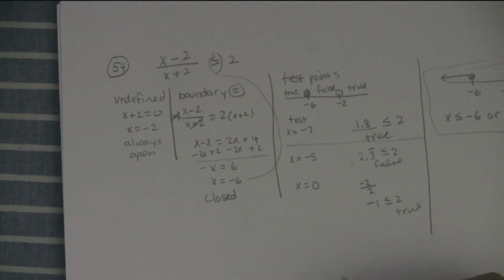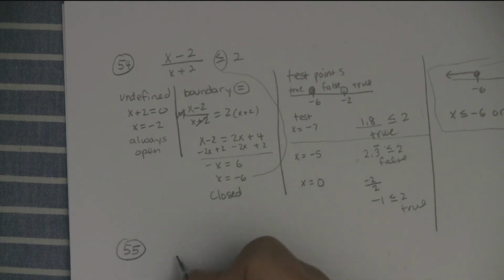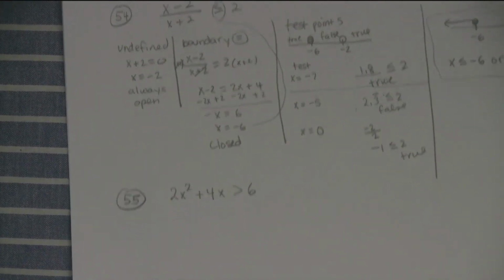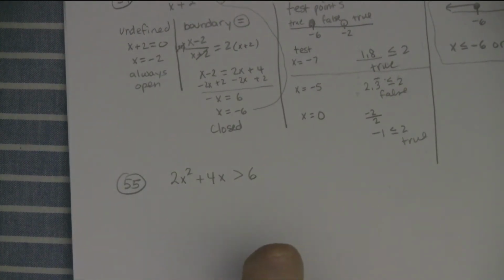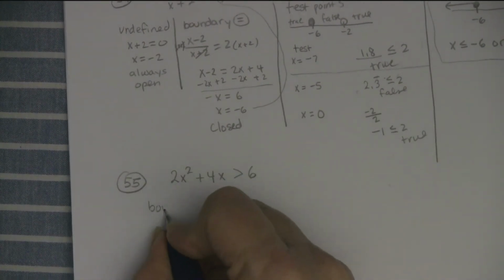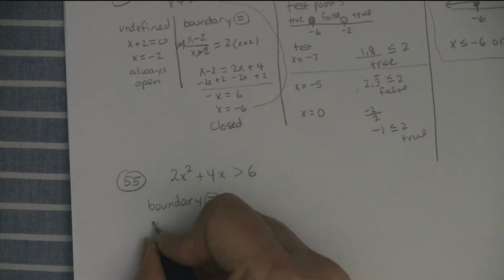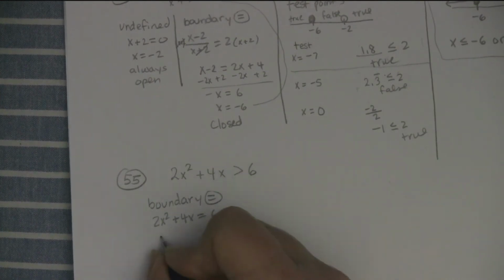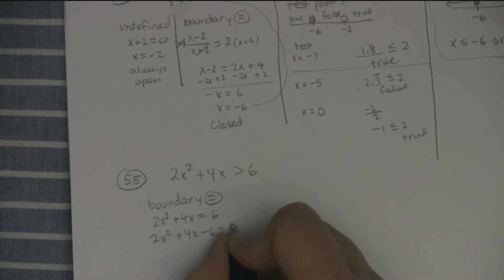And then we're on 55. And this one's quadratic. It doesn't have a place where it's undefined. Undefined happens where your denominator is 0. So all I have to do is worry about the boundary. And that happens at equals. So where 2x squared plus 4x equals 6, or where 2x squared plus 4x minus 6 equals 0.